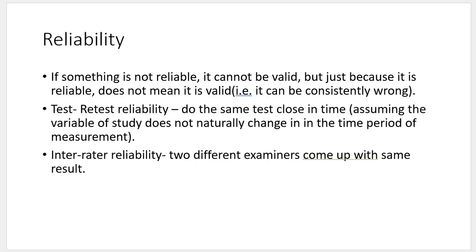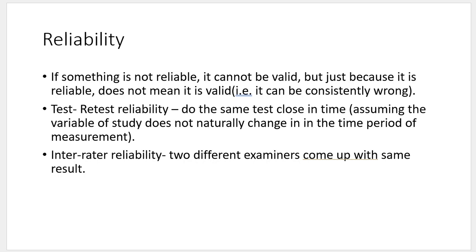On the other hand, just because it's reliable doesn't mean it's valid. It can be consistently wrong. So if you weigh yourself on a scale at the office and it says you're 130 pounds and your scale at home keeps saying that you're 120 pounds, well, your scale at home may be consistently wrong. So even though your scale at home is reliable, it's not valid.